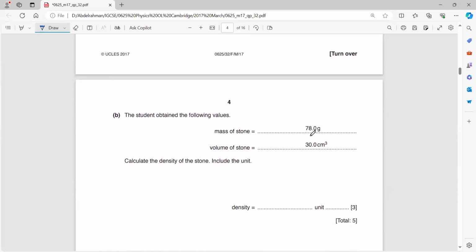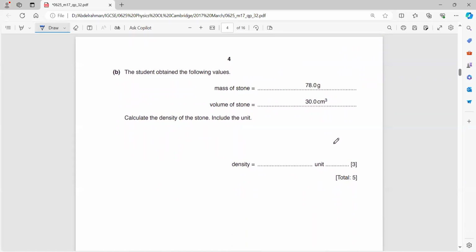The student obtained the following values for the mass and the volume. He wants to find the density. How can I find the density? Density equals mass over volume. Mass 78, volume 30. 78 divided by 30 is 2.6. Do not forget the unit. What is the unit?